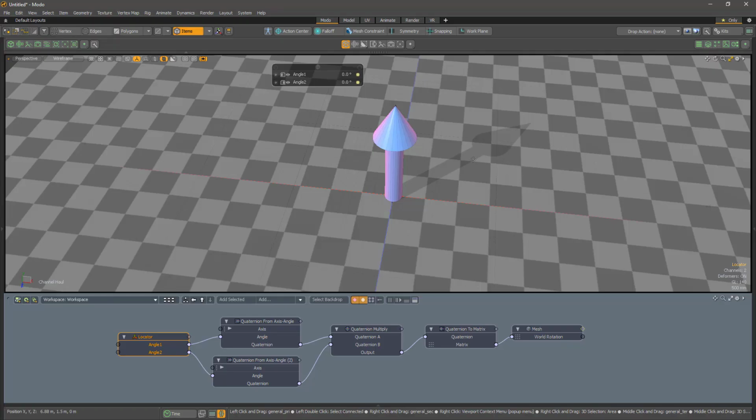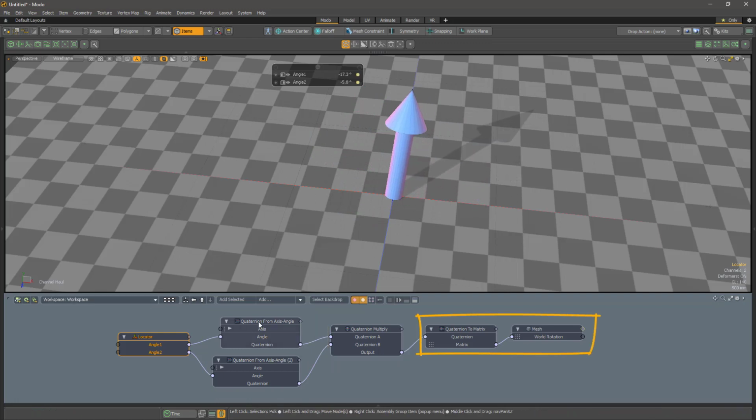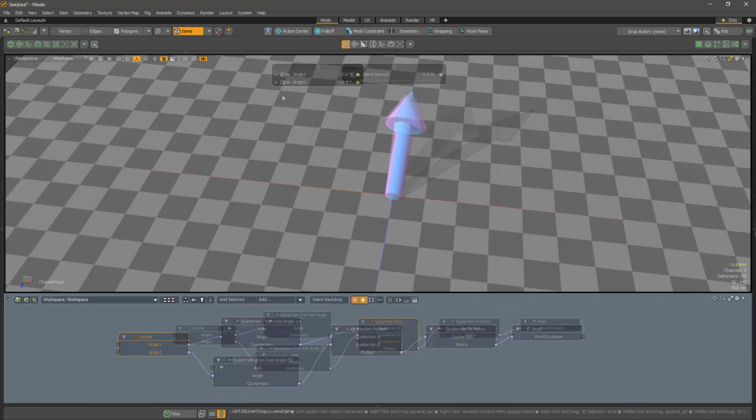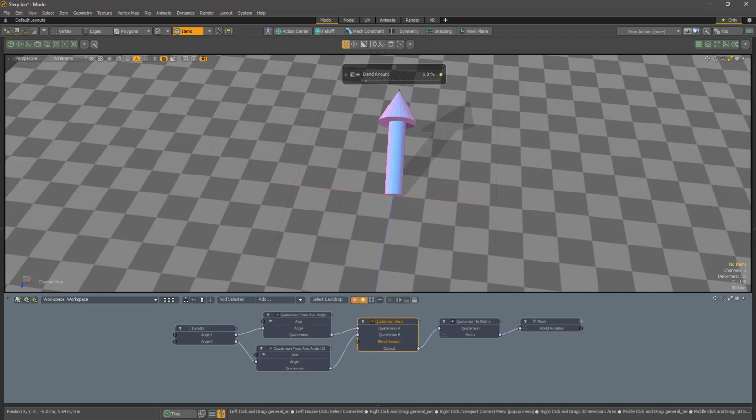Let's look at some examples of Quaternions in action. In this example, we create two Quaternions from an axis angle form, then compose them using multiply, and finally convert to a matrix to feed into the mesh's rotation channel. In the second example, rather than composing the transformations, we blend using a slerp to get the intermediate rotations.